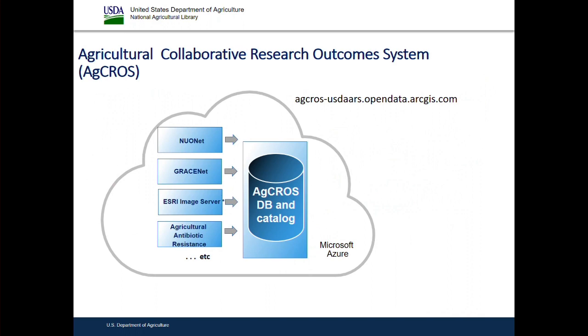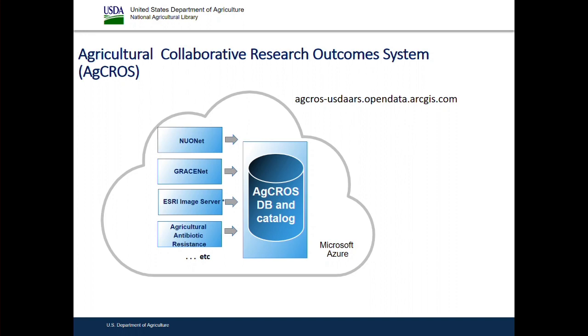And so the data system that is emerging is called AgCROS, Agricultural Collaborative Research Outcomes System, and it is a network of networks itself. They are basically managing a number of different networks that are focusing on specific domains. So GRACEnet has been around for a while.